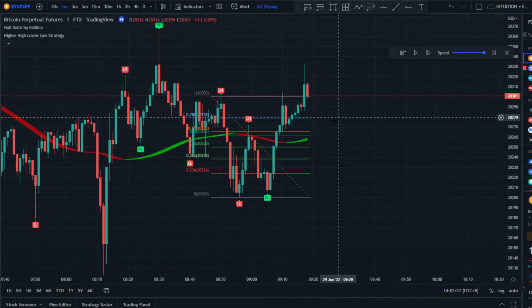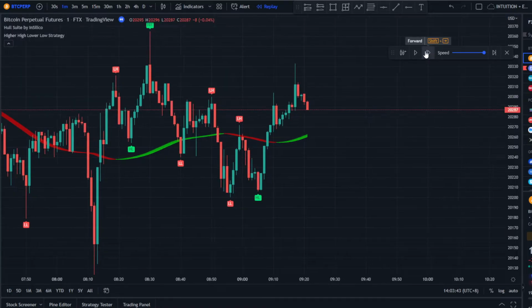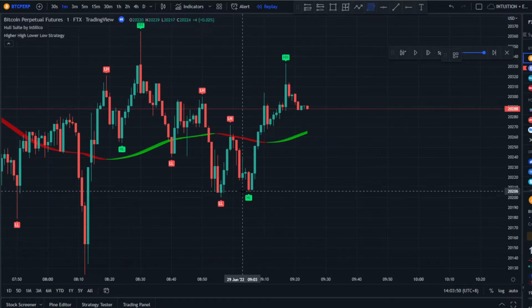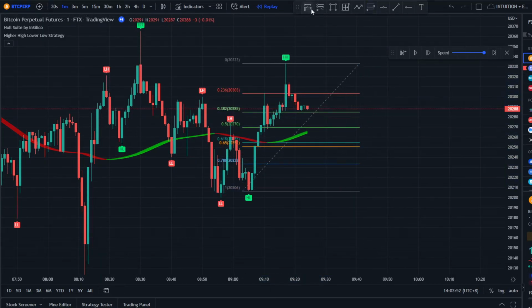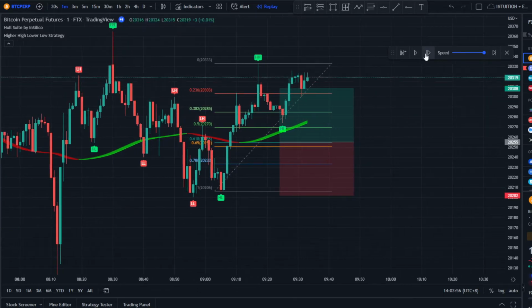So now we want to wait for a lower low, a higher low and a higher high. So here we have our higher low, and we have our higher high. Let's draw the lines. So this will be our entry right here. Let's see if we get entered.